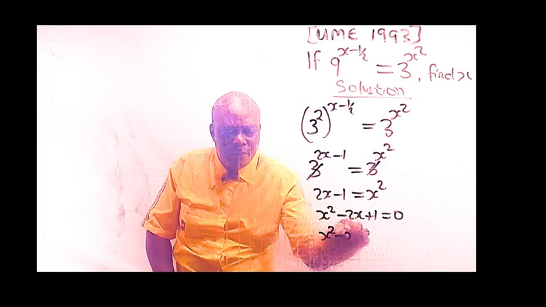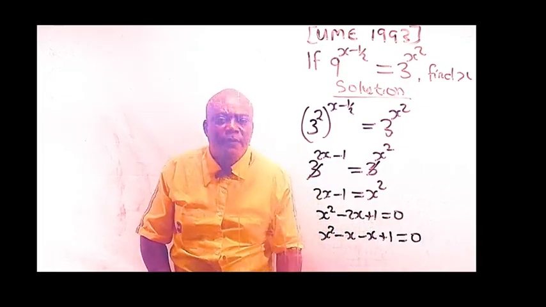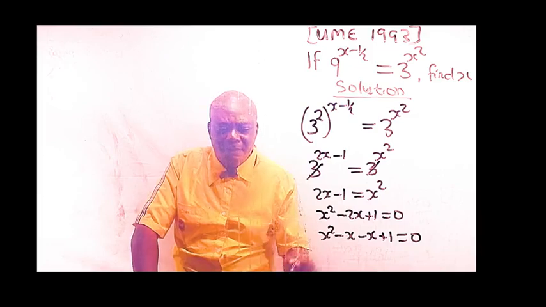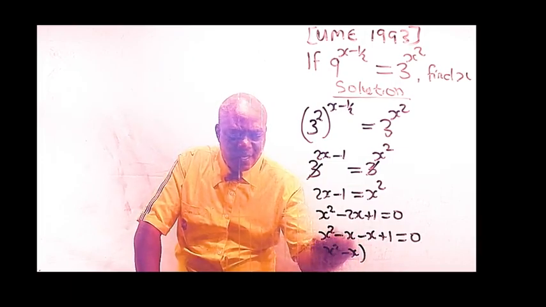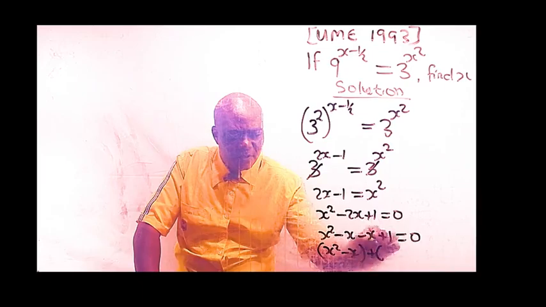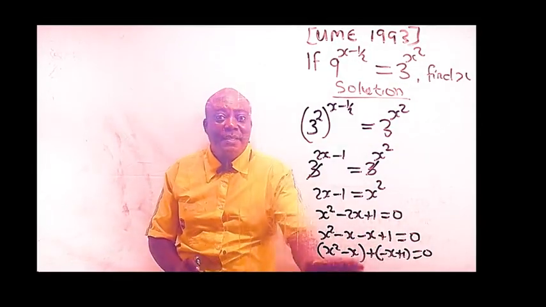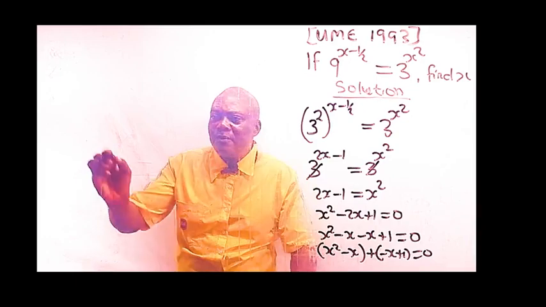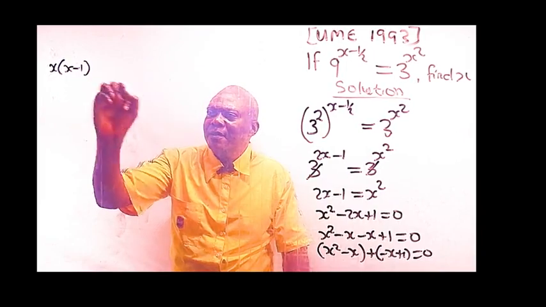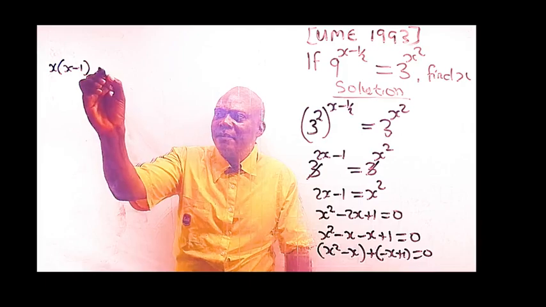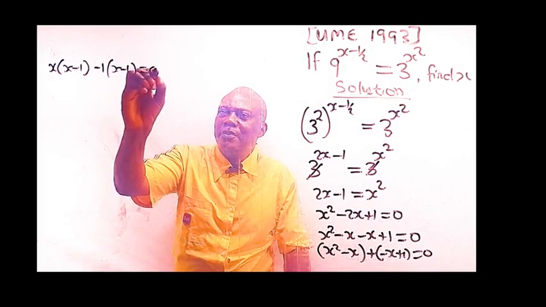x squared minus x minus x plus 1 equals 0. So you now bracket them. So you have x squared minus x in brackets, plus minus x plus 1, also in brackets. So you take the brackets separately. The first one, you have x into x minus 1, and the second one, we have minus 1 into x minus 1, all equals to 0.